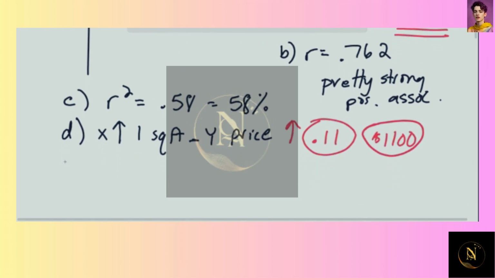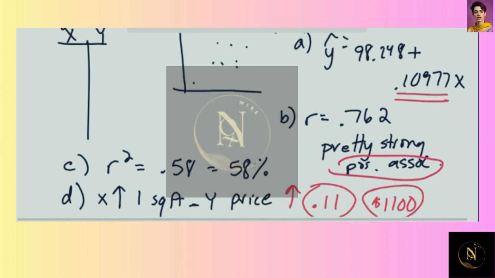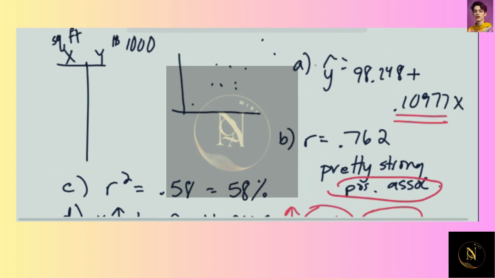Part E asks, is there some type of relationship? Yes, there's a positive association. As one would expect, as the square footage goes up, the price goes up. It's not a perfect relationship, but it's definitely a positive association and looks relatively linear. This model won't give you a perfect explanation of the price for a certain square footage, but it will give you a pretty good estimate.